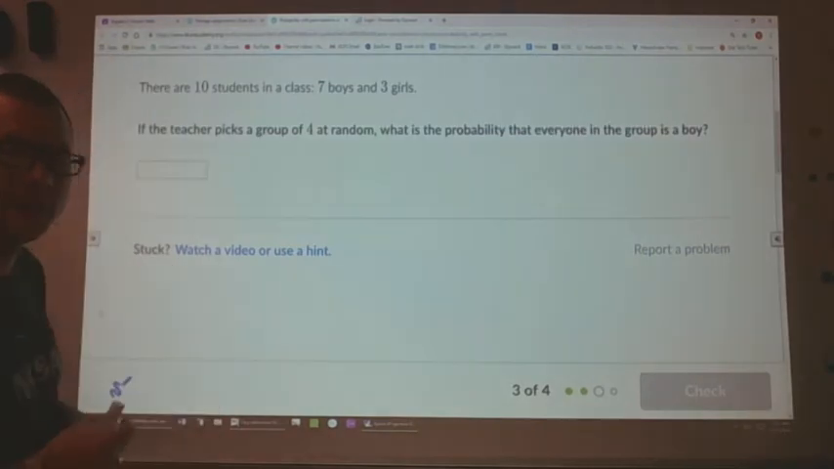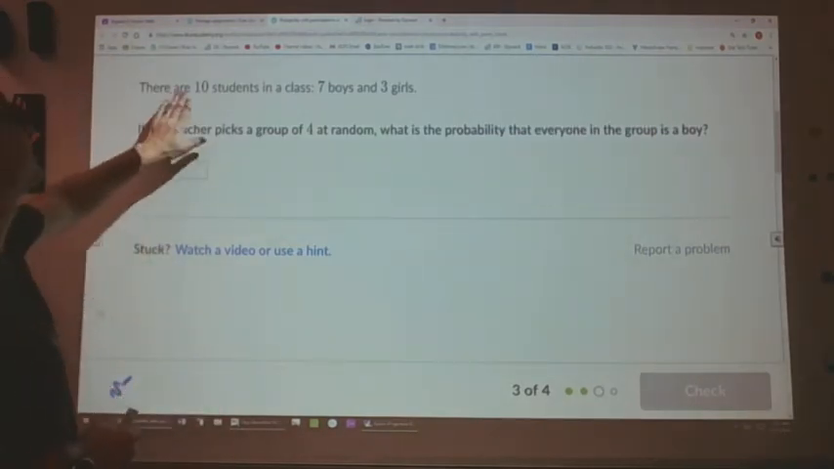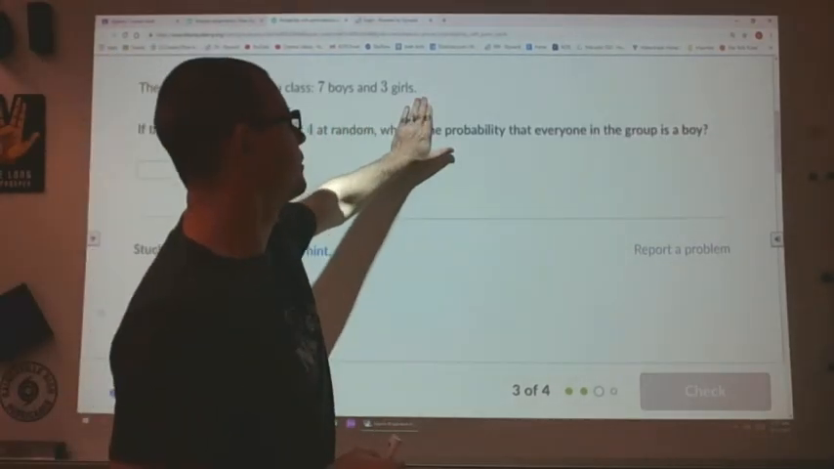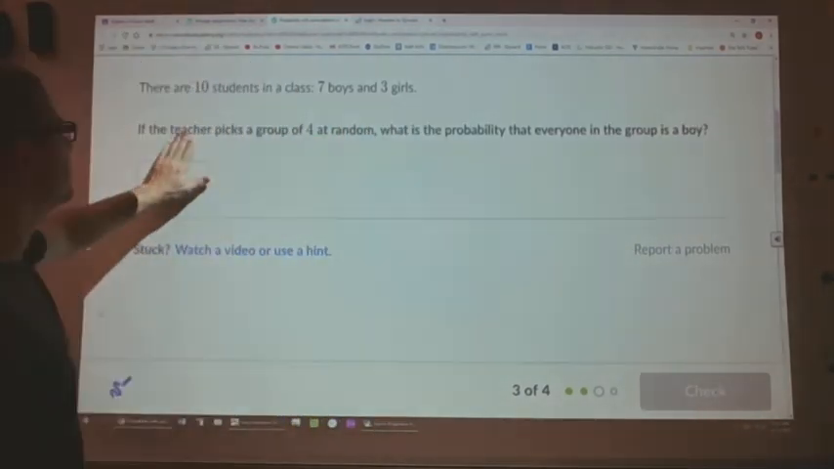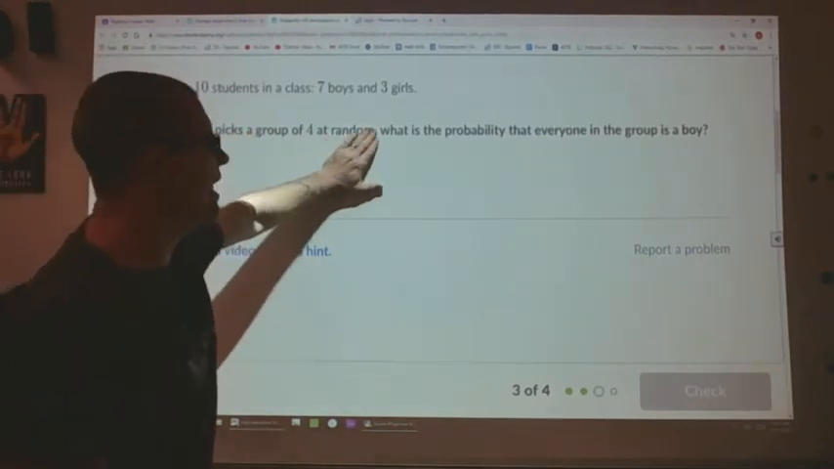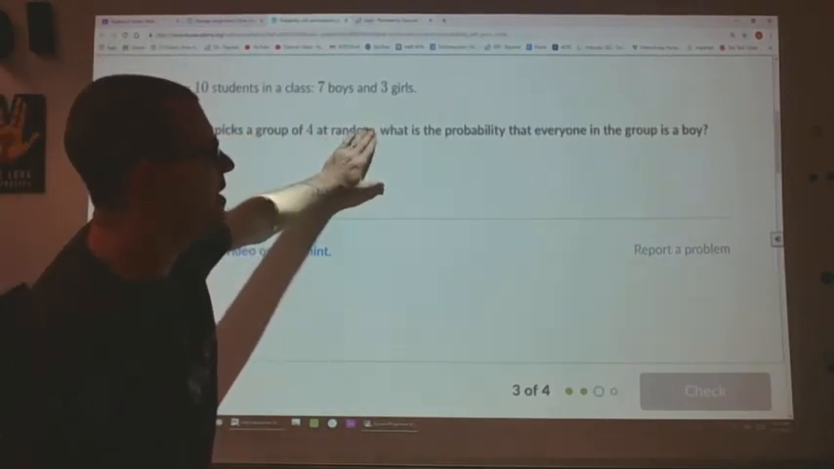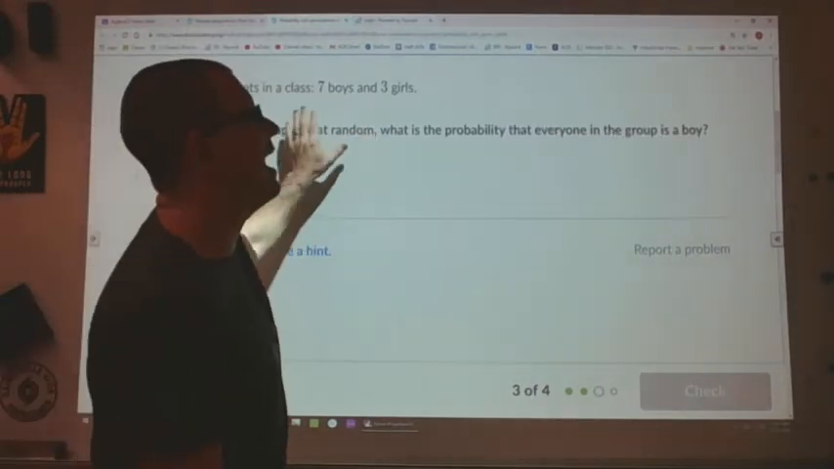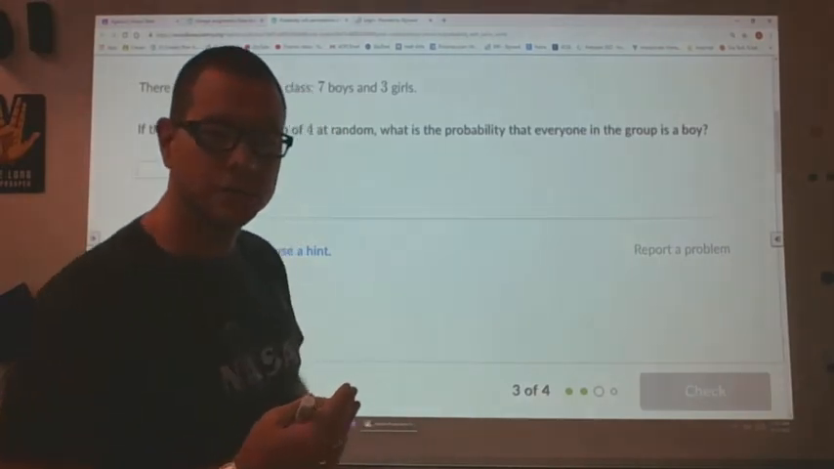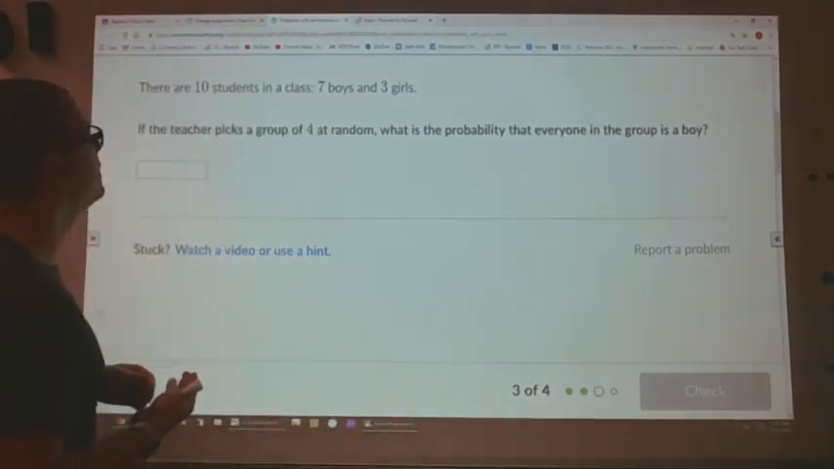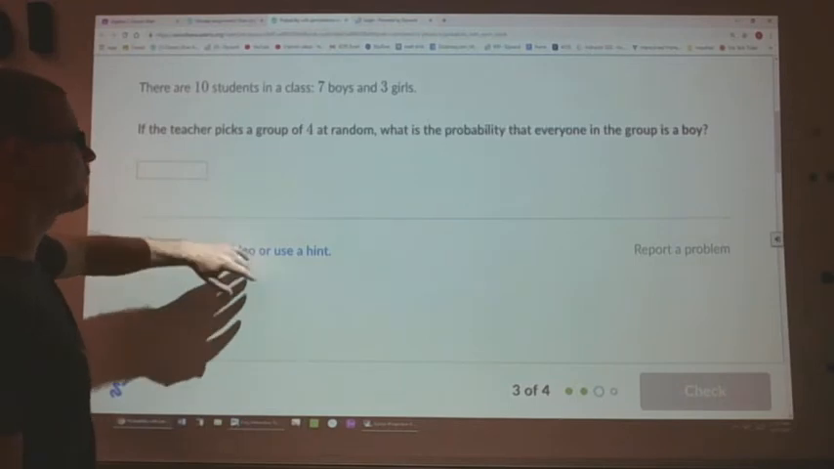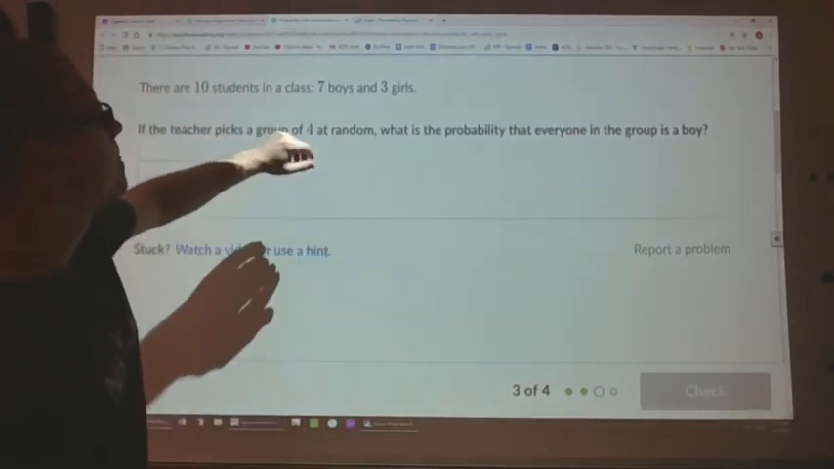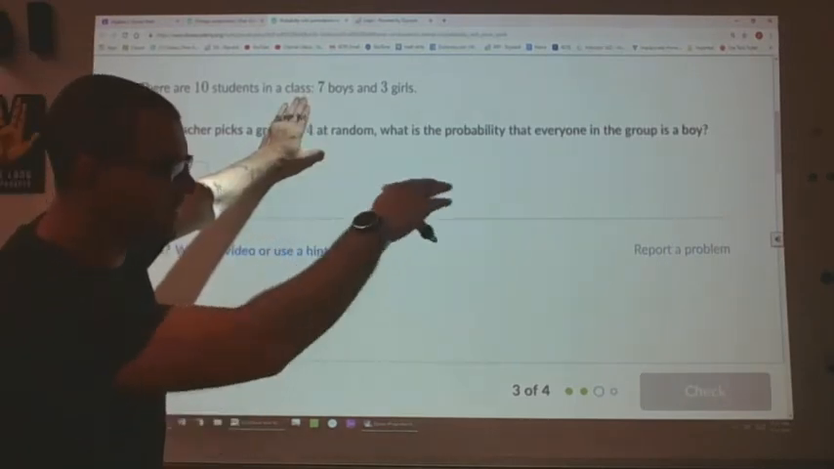The first one in this exercise is one like this. You have 10 students in a class, 7 boys and 3 girls. If the teacher picks a group of 4 at random, what is the probability that everyone in the group is a boy? Now, we could diagram this out, but it gets large. At each point, you have 10 students to choose from, and then 9 students to choose from, and then 8 students to choose from, and so forth. And we want them all to be boys, so that's a lot of diagramming.